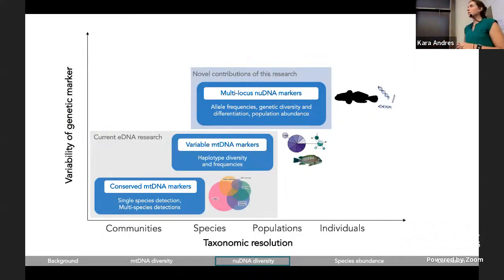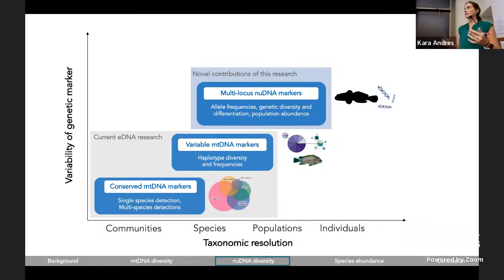Okay, so now we've established we can detect species with environmental DNA. We can detect broad patterns of genetic variation with environmental DNA. We can also start to get more detailed population genetic patterns by looking at the nuclear genome. Okay, so now what I want to move into is how we might use this information, this genetic variation that we're detecting in environmental samples, to start to understand something about species abundance.